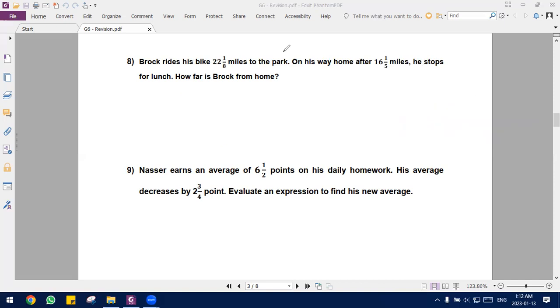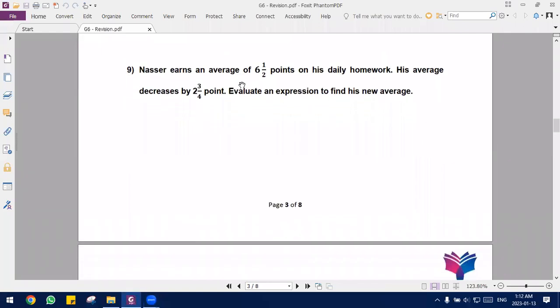Now, question 9. Nasser earned an average of 6 and 1 over 2 points on his daily homework, and then his average decreased by 2 and 3 over 4. Find the new average. They said decreased, so it's minus. Now we convert the 6 and 1 over 2. So 6 times 2 is 12, plus 1, 13 over 2 minus. Now again, the second fraction, 2 times 4, 8, 8 plus 3, 11 over 4.